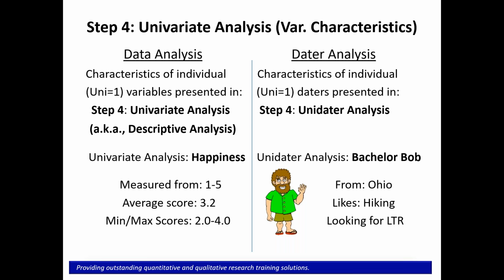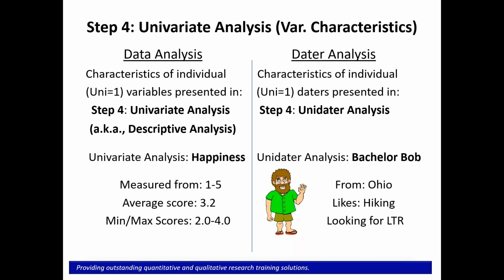In the univariate analysis, we're looking at the characteristics of each variable at a time. So for example, uni meaning 1, it's also called descriptive analysis, but suppose we wanted to look at our dependent variable happiness, which is continuous. It's measured on a scale of 1 to 5. Right? So it's like getting to know you. You're getting to know each variable. Measured on a scale of 1 to 5, the average score is 3.7. The min-max, which is highest and lowest scores, are 2.0 and 4.0.